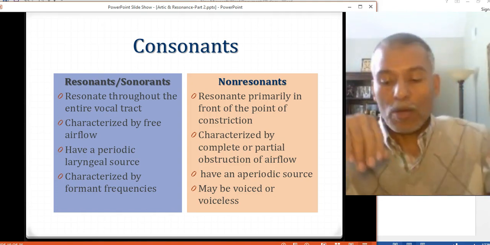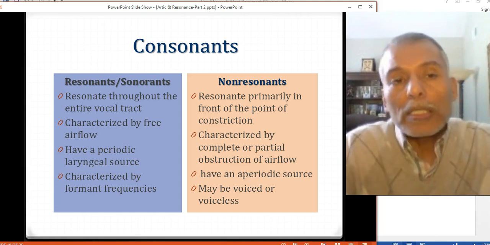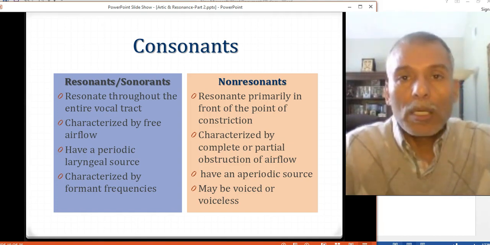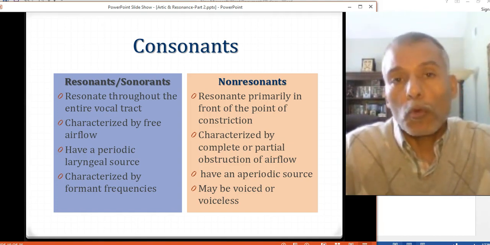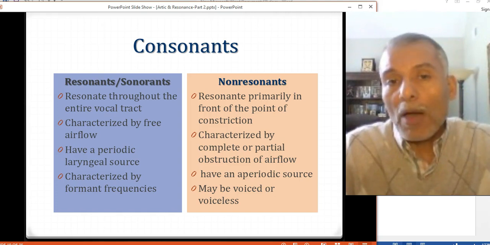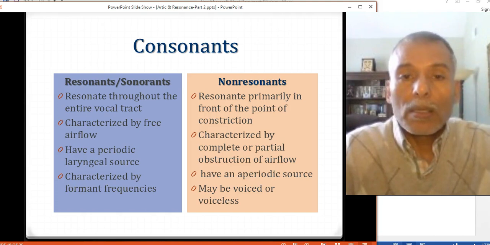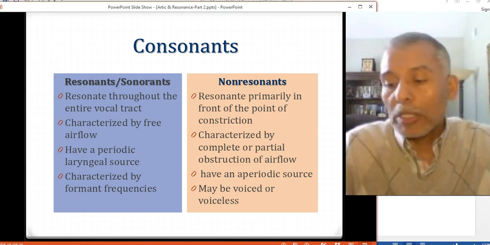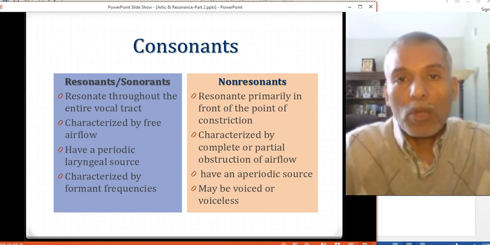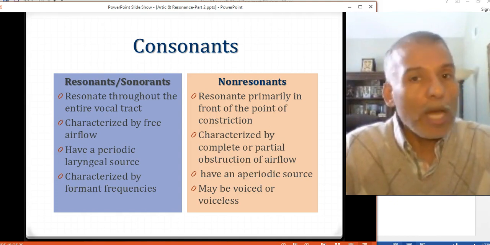So noise mixed with pure tone creates voiced sounds. We only describe consonants as voiced or voiceless. Vowels are all 100% voiced. So you never describe a vowel as voiced or voiceless. Do not make this mistake.